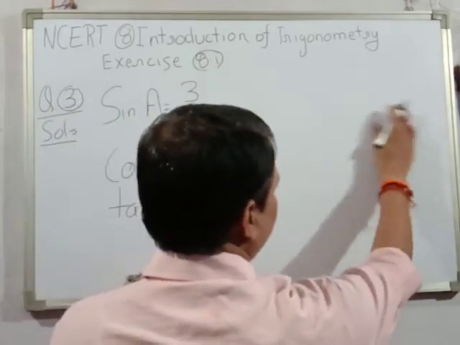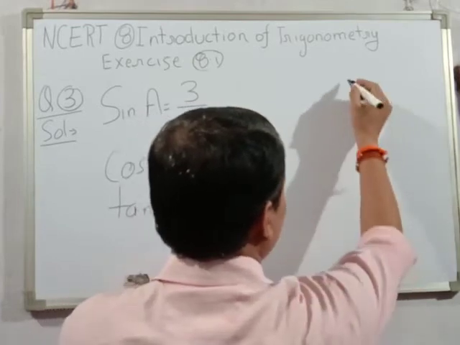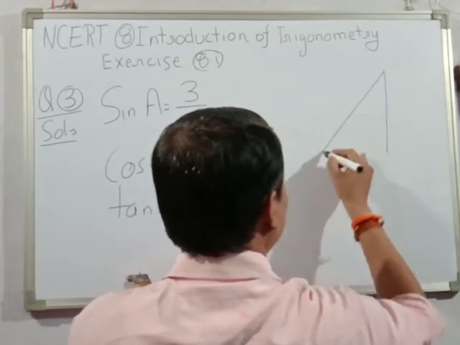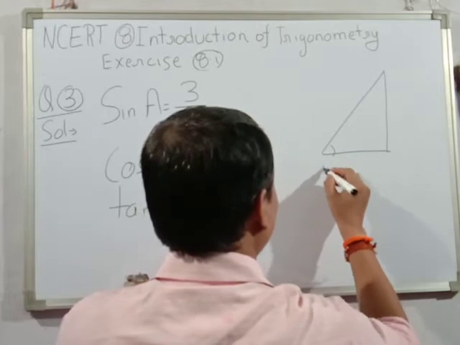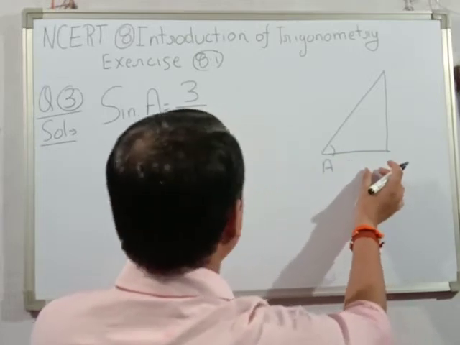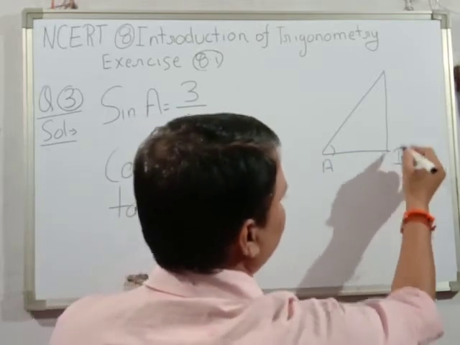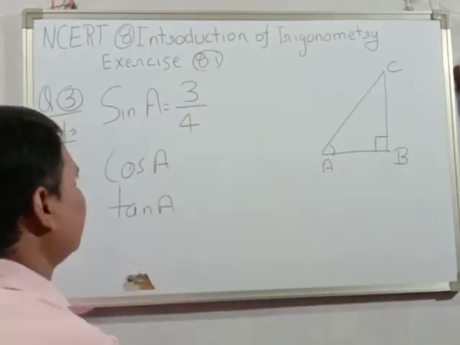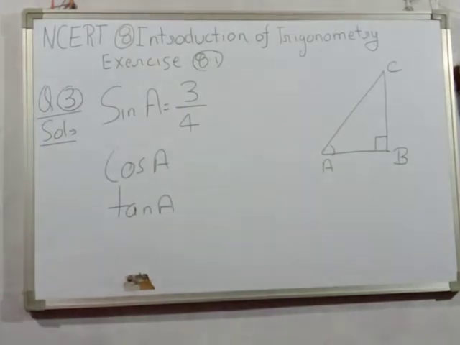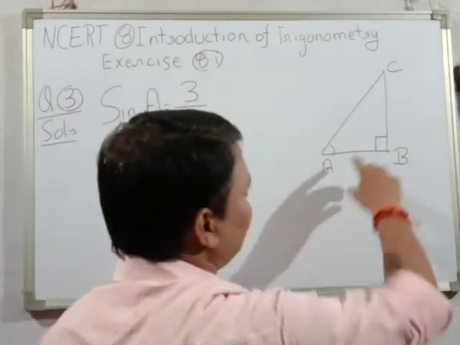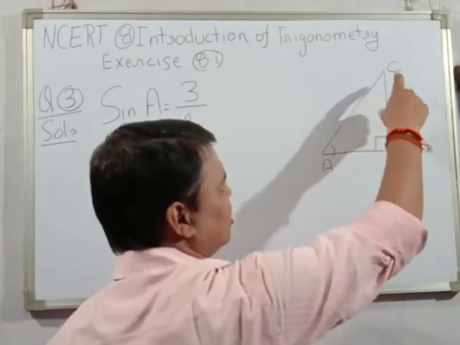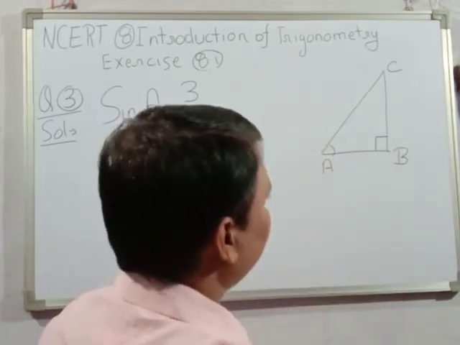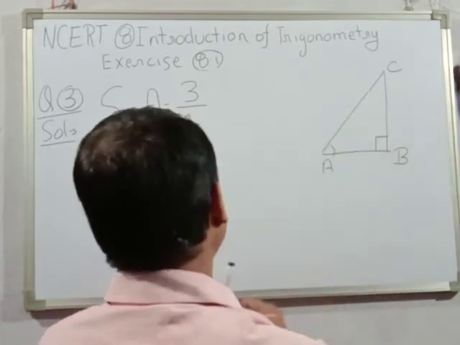First of all, draw the figure. Angle A, suppose the right angle is at B, and this is C. Sin A is 3 by 4. So what is sin A? Sin A is the side opposite to angle A, that is BC, by the hypotenuse AC.